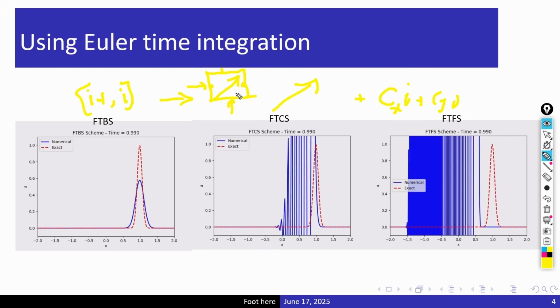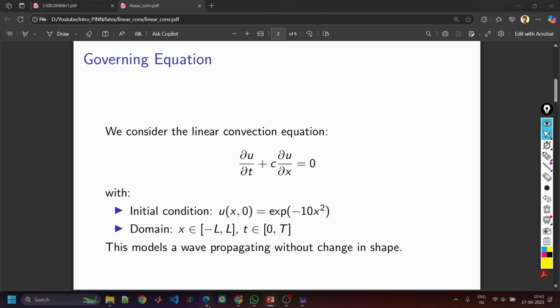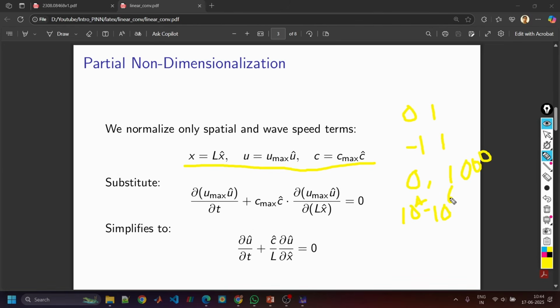Now we shall see whether PINN has these kinds of issues. These issues are happening because of discretization error. Of course, PINN does not have discretization error. But before getting there, we shall see how to solve this equation using PINN. So here we have taken the initial condition. This is the Gaussian curve.